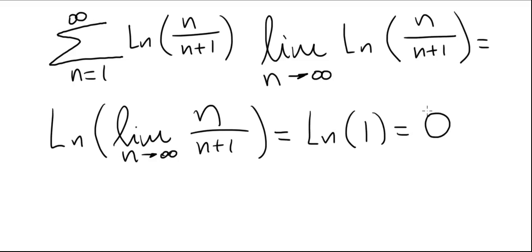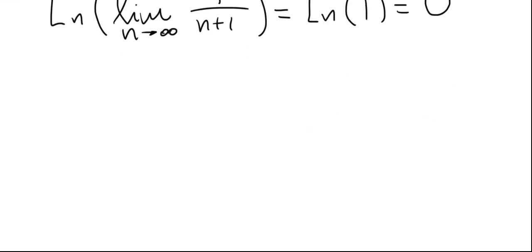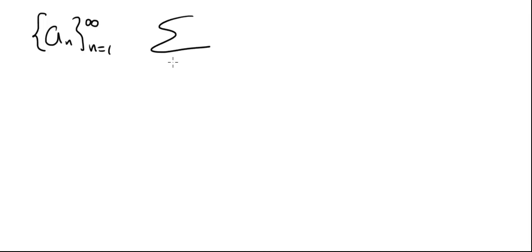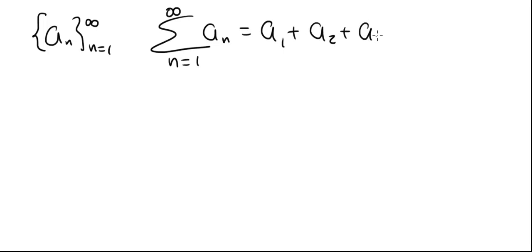When the test for divergence limit is 0, the test is inconclusive and we have to try some other method. Now the only thing we can really try here is to go back to the definition of what an infinite series is. So we start with a sequence a_n, and the series is defined like this. We'll take our sequence and add all the terms. So this is a1 plus a2 plus a3 plus a4 and so on.